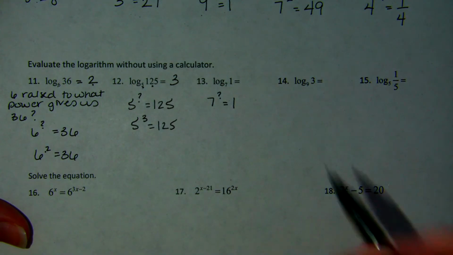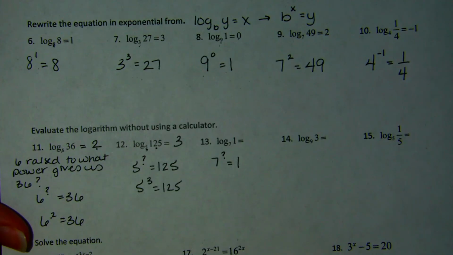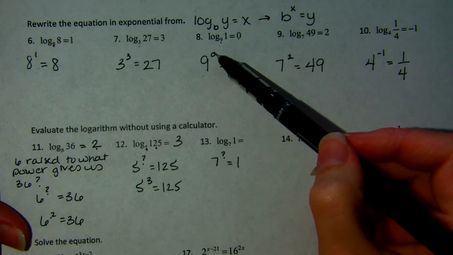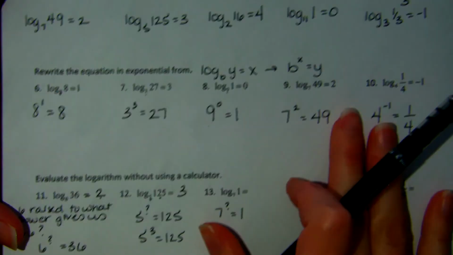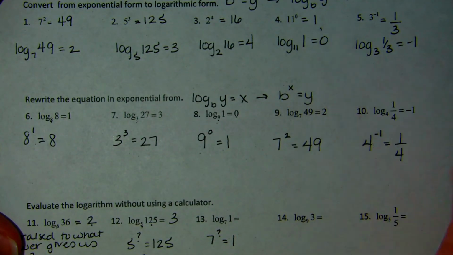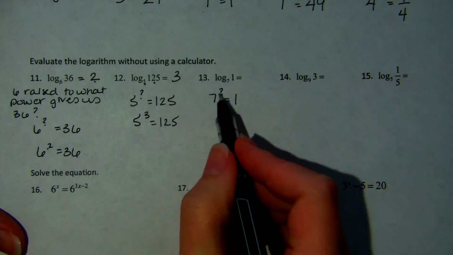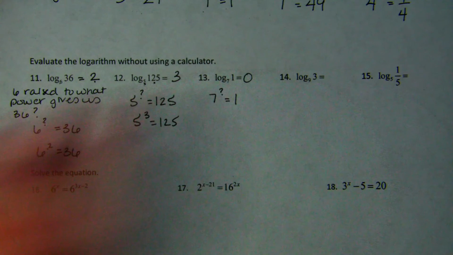And this seems kind of tricky, but if you look back on the other problems we've already done like this, we have 9 to the 0 is 1, and then up here for problem 4, you have 11 to the 0 is 1. And so those are good reminders that 7 to the 0 power is going to give you 1. So the answer here is 0.